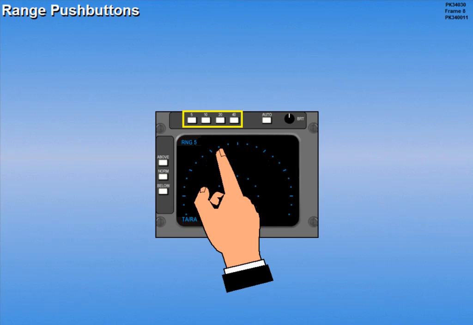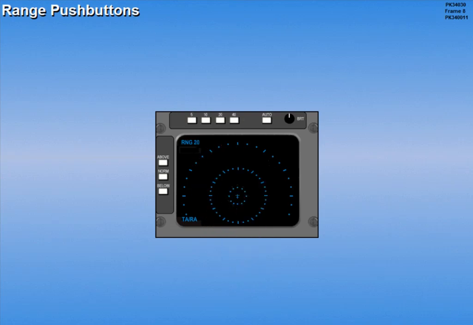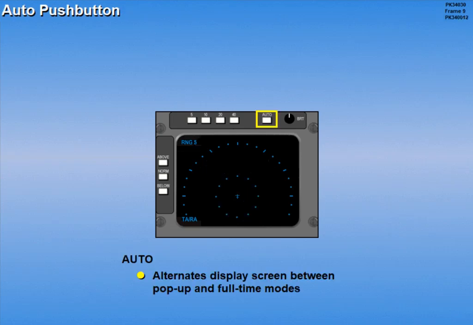Range push buttons select a range in nautical miles for the traffic display. The auto push button alternates the display screen between pop-up and full-time modes. When in pop-up mode, the screen clears and remains blank until a traffic or resolution advisory appears in the surveillance range. Then all TCAS traffic is displayed. The screen automatically clears when the intruder is no longer a threat.